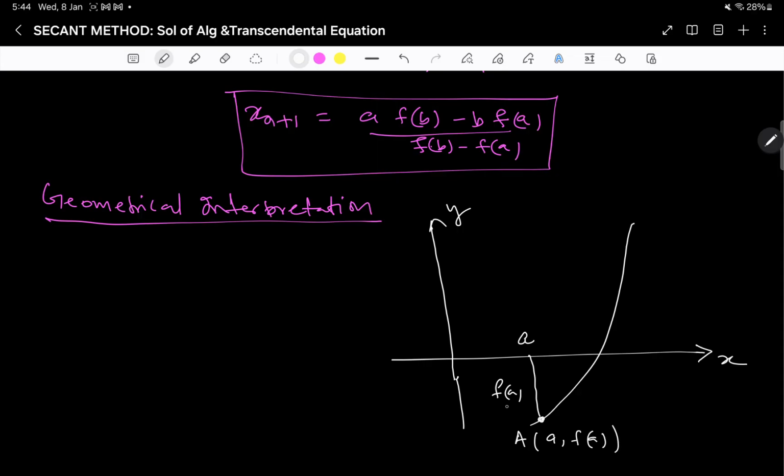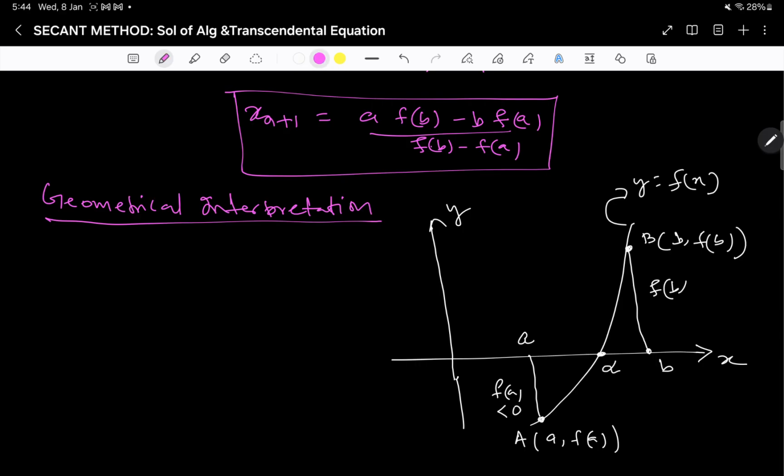Here f(a) is negative, isn't it? And suppose this is my point b and this value is f(b), so the point is (b, f(b)). Now this curve y = f(x) is given. The x-axis cuts the curve at a point, say alpha. So alpha is my root here.